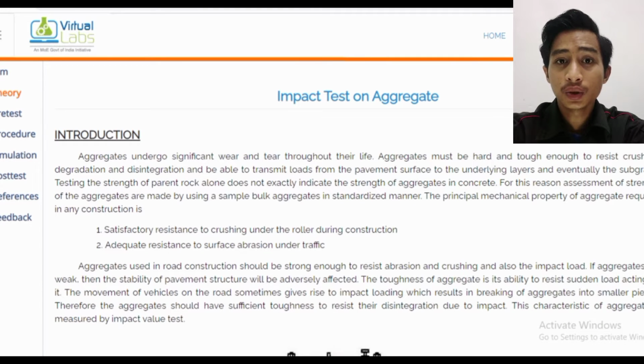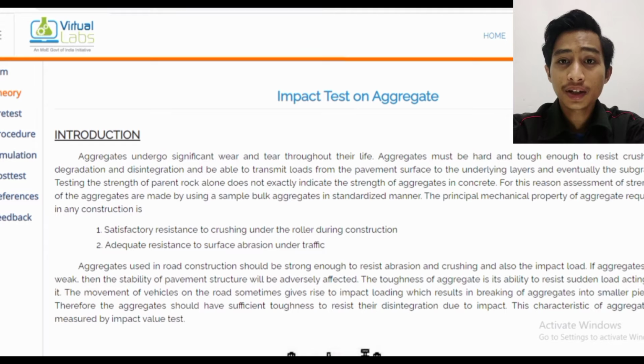Introduction. Aggregate undergo significant wear and tear throughout their life. Aggregate must be hard and tough enough to resist crushing, degradation and disintegration and be able to transmit load from the pavement surface to underlying layers and eventually the subgrade. Testing the strength of parent rock alone does not exactly indicate the strength of aggregate in concrete. For this reason, assessment of strength of the aggregate is made by using a sample of aggregate in a standardized manner.